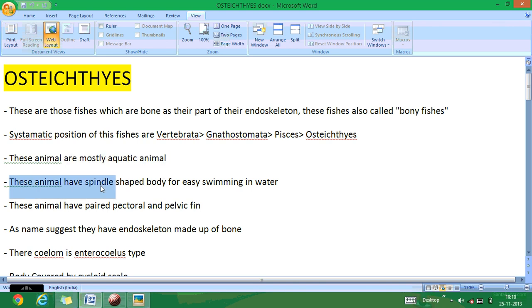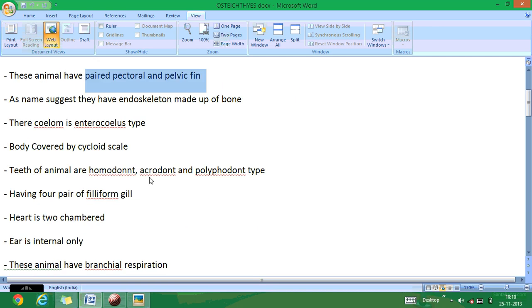The animals have a spindle-shaped body for easy swimming and less resistance towards the flow of water current. These animals have paired pectoral and pelvic fins. As the name suggests, the endoskeleton of these Osteichthyes is made of bones. Their coelom is enterocoelous type. The body of these animals is mainly covered by cycloid scales. The teeth of these animals are homodont, acrodont or polyphyodont type.